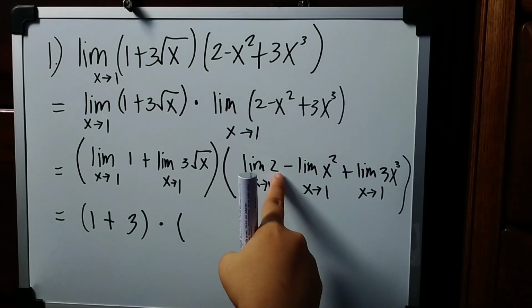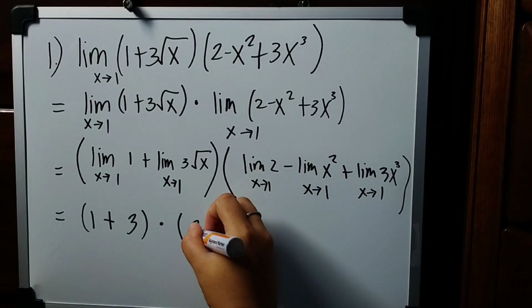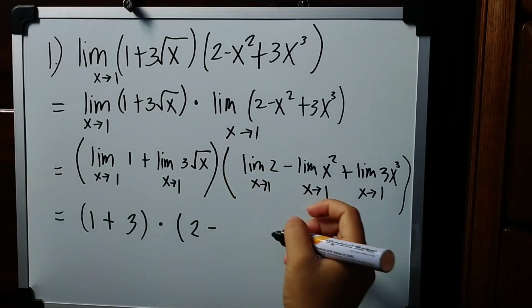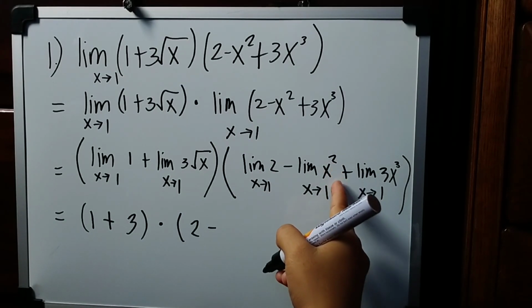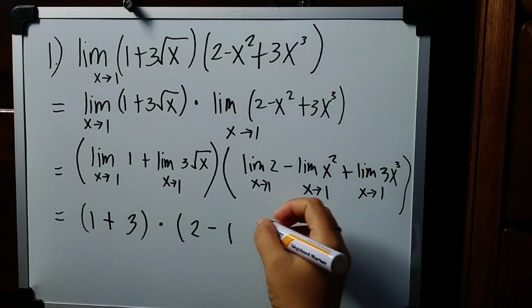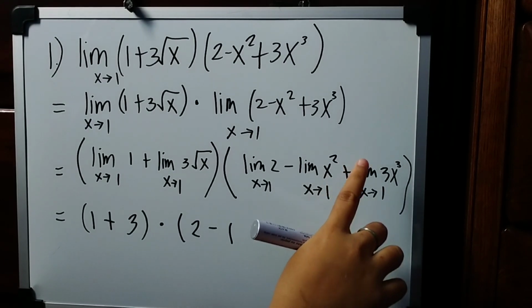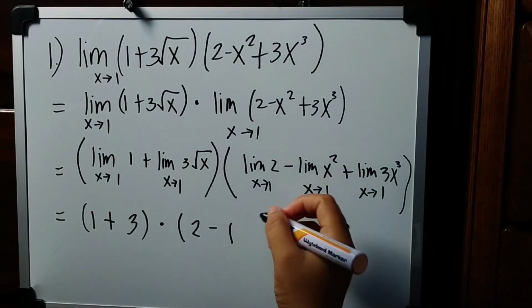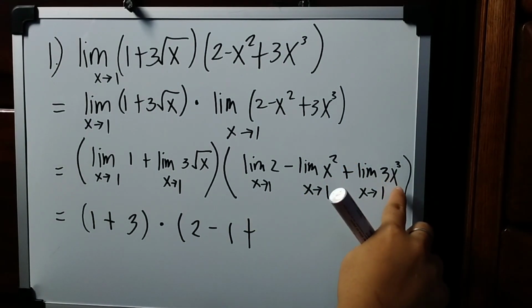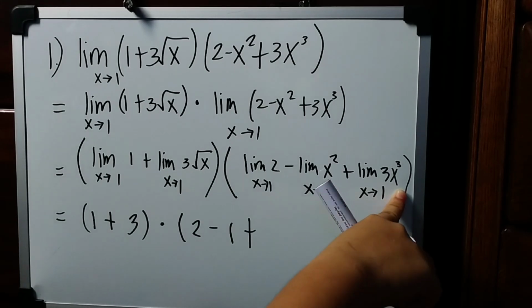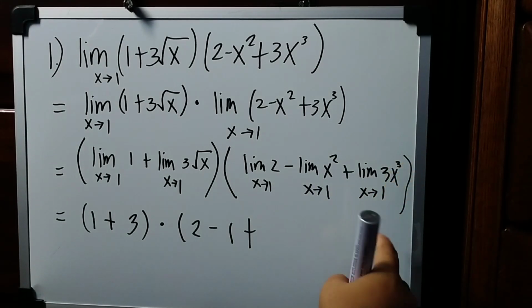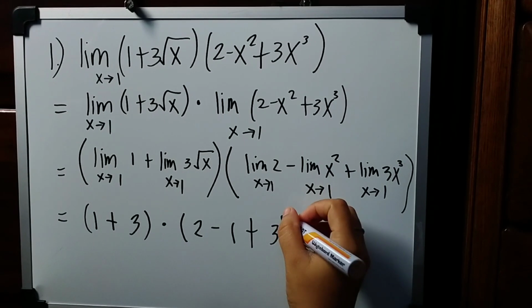And here for the limit of 2, we have 2 minus the limit of x squared, which is 1, because 1 raised to 2 is equal to 1, plus the limit of 3 multiplied by x cubed, which is equal to 3.